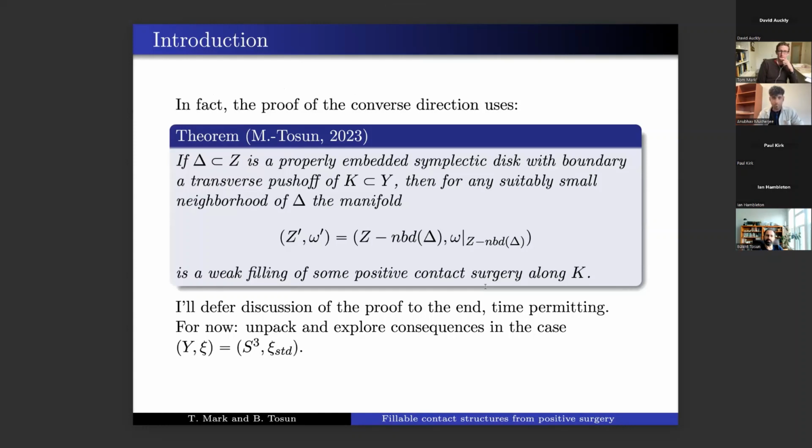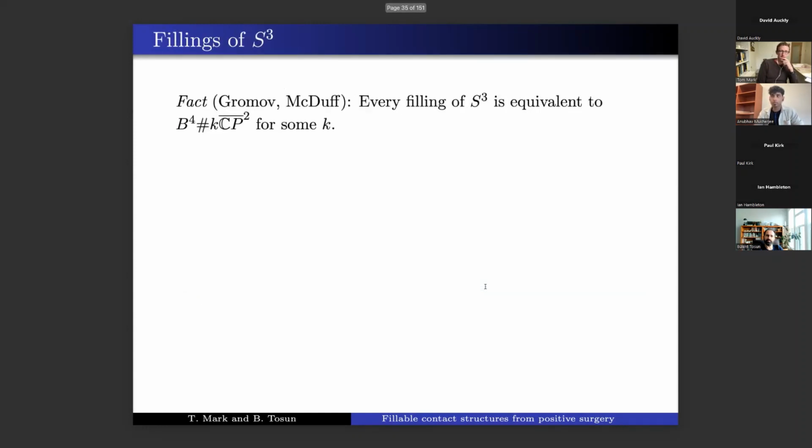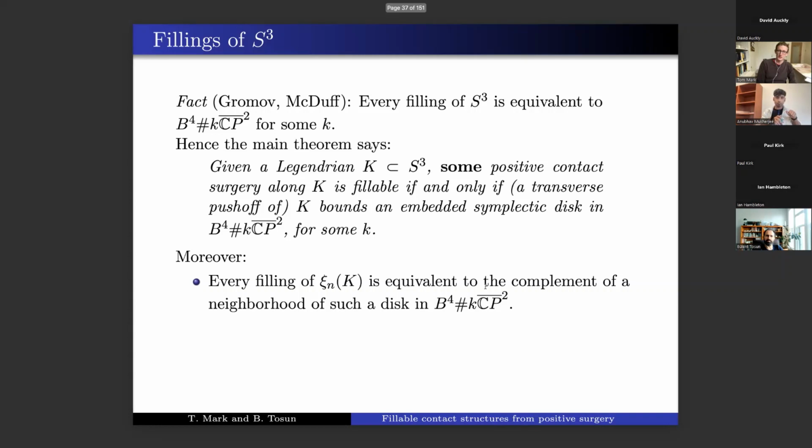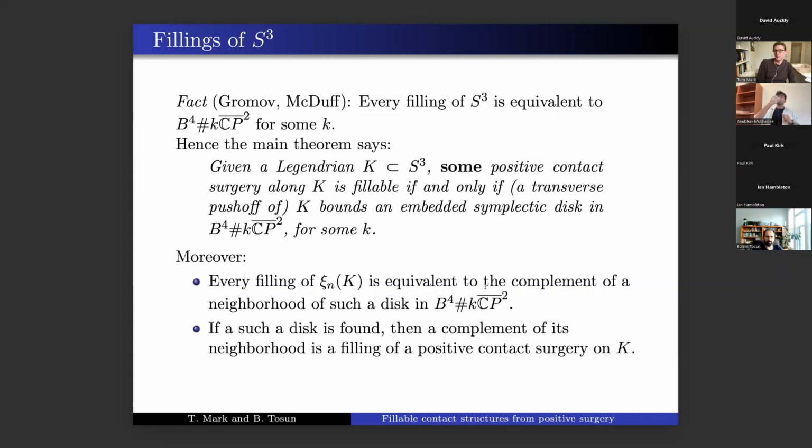Well, so let's focus on knots in the three sphere. The theorem says that if you're looking for a knot with a fillable positive surgery, it should be bounding a symplectic disk and some symplectic filling of the three sphere. So you want to know what the fillings of the three sphere are, and they've luckily been classified. They're all blowups of the four ball. So what we're looking for, if you have a Legendrian, you want to know if it bounds a symplectic disk in a blowup of the four ball. And if you find that, then you've found the filling.